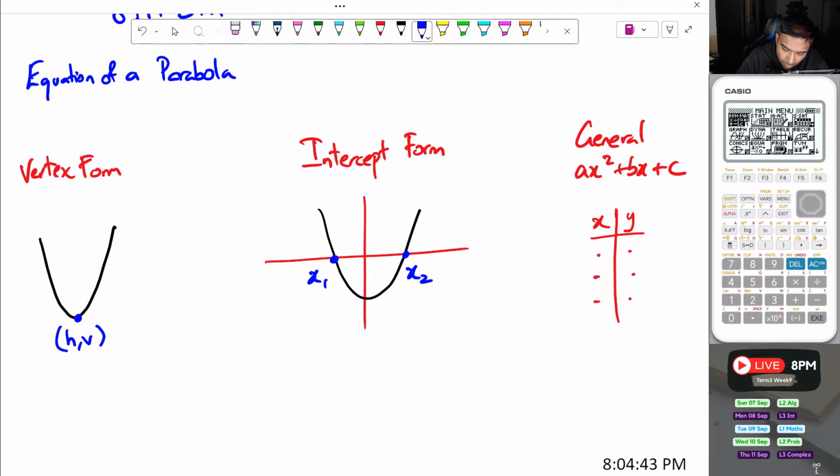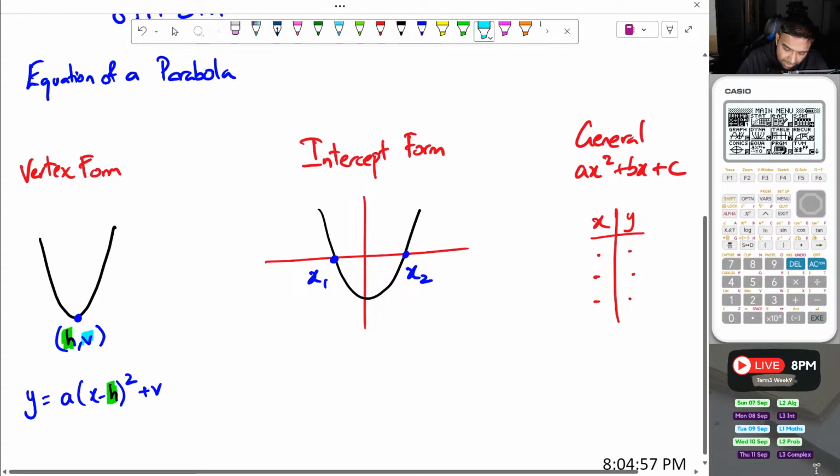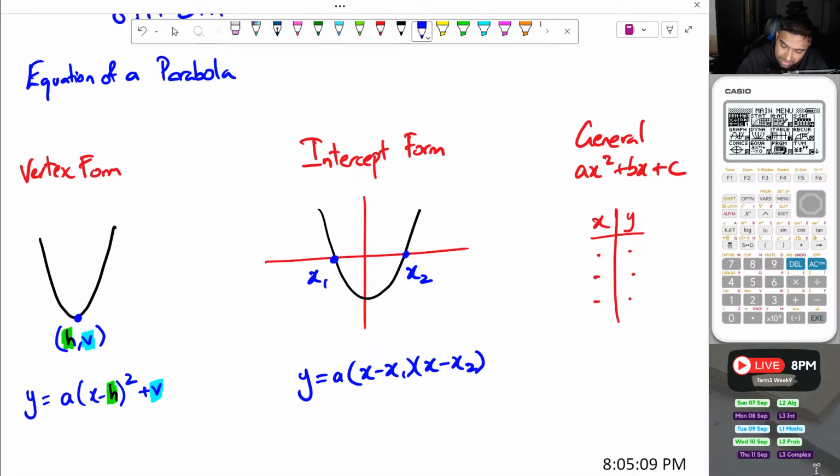So with the vertex form, we're going to write it as y equals a, and then x minus h squared plus v. Basically just understanding that this is what the vertex means. The vertex is pretty much the turning point of the parabola. And then if we look at the intercept form, you're going to get a times x minus x1 and x minus x2. So this is where the intercepts end up being here.